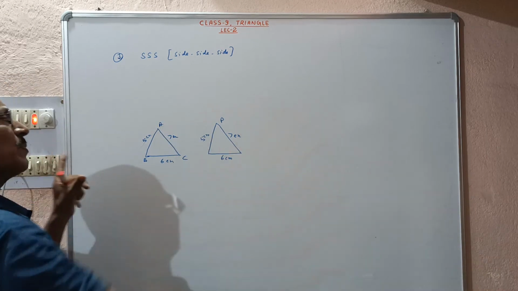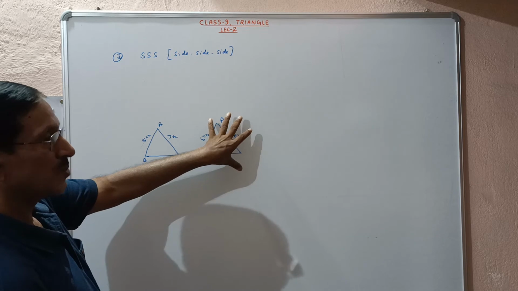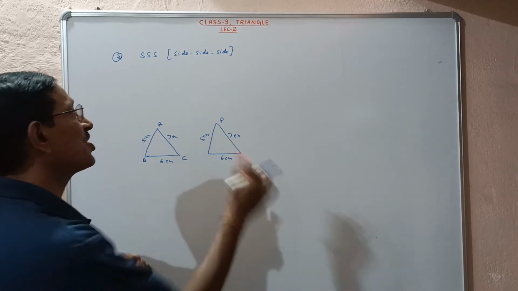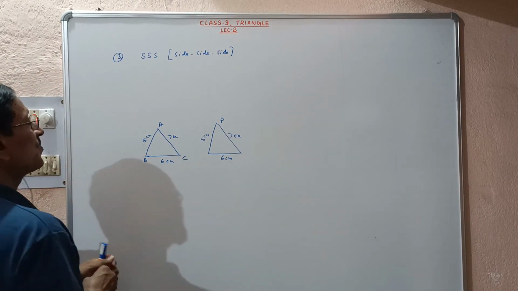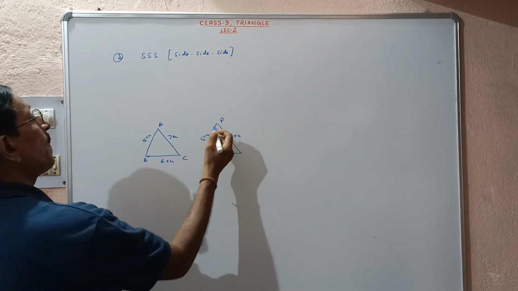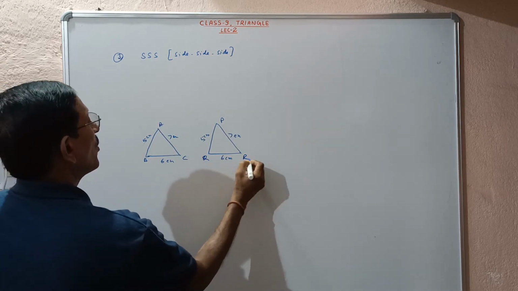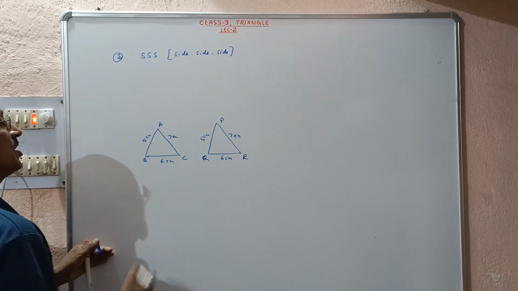For any type of triangle, if three sides of the first triangle are equal to three sides of another triangle, then they will cover exactly. It is proved experimentally. So in this case, you will see P will fall on A, Q will fall on B, and R will fall on C.